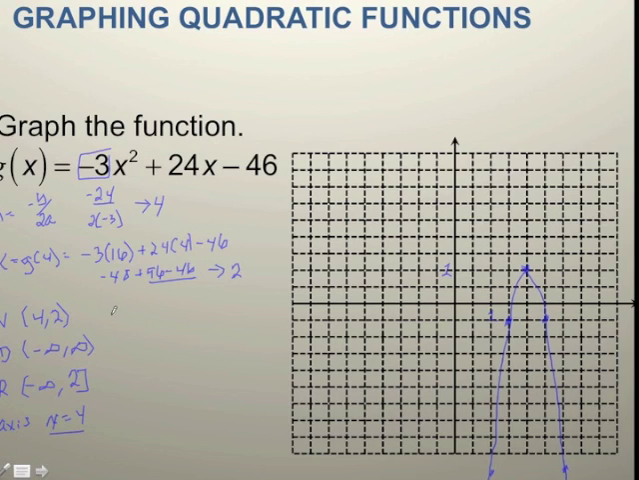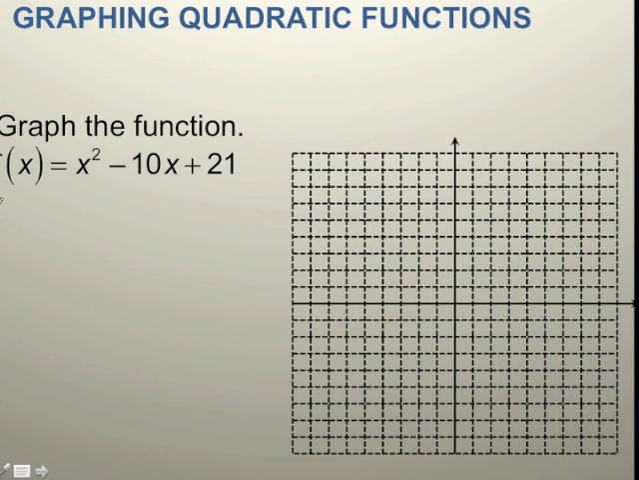This parabola, since it opens down, has a maximum point, a highest point it gets to, and the highest would be a y value. The highest y value is 2, the y value of the vertex.